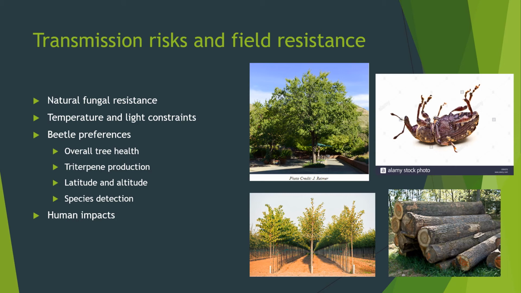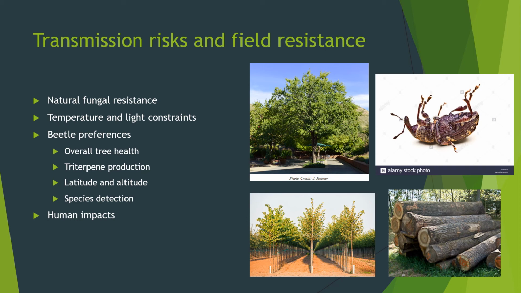The beetle preferences also account for a lot of the transmission risks because they're the major vector of spread. So beetles prefer unhealthy trees. They're easier to feed on, for example. Certain elm species will produce chemicals to resist beetle attack known as triterpenes. Beetles will avoid these. Again, the same as the fungus, the beetles have specific latitude and altitude preferences. They also have different species detection capabilities. So certain elms aren't recognized by the beetles based on their crown shape and size.